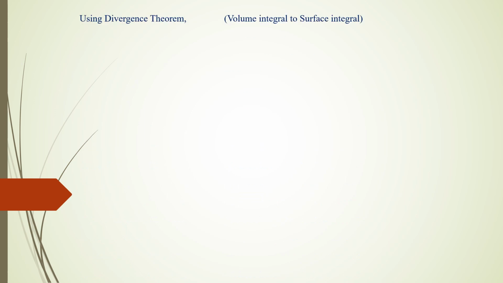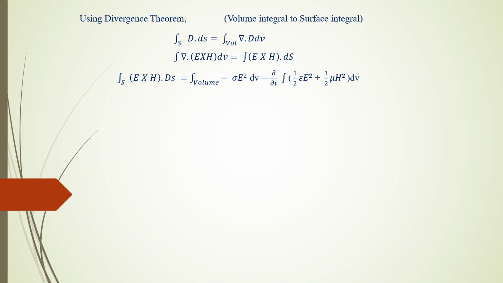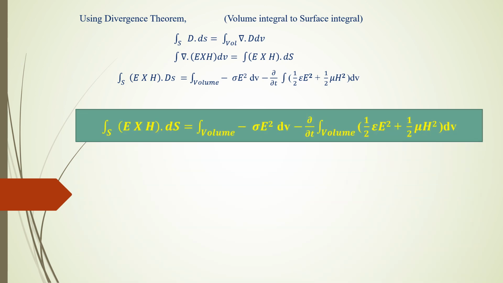So we use the divergence theorem, which is useful to convert the volume integral into a surface integral. According to that theorem, the surface integral of D·dS is equal to the volume integral of ∇·D dV. So we can substitute there, and finally we can rewrite the equation in terms of the surface integral on the left side: the surface integral of E×H dS. The right side stays as it is; only the left side is converted from the volume integral into a surface integral.